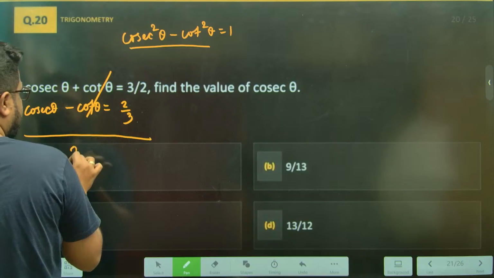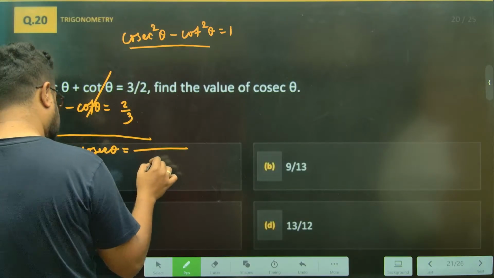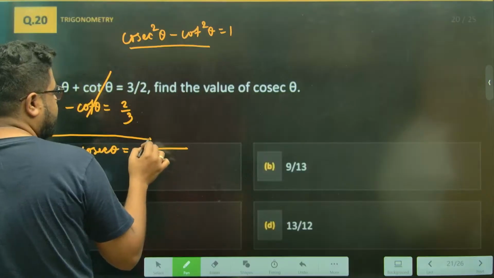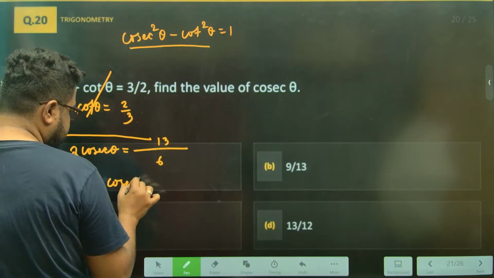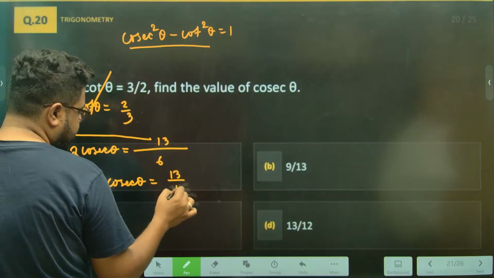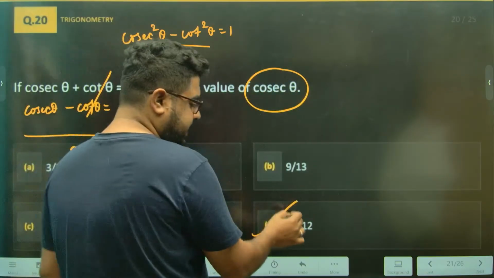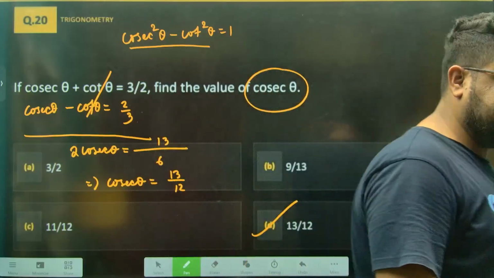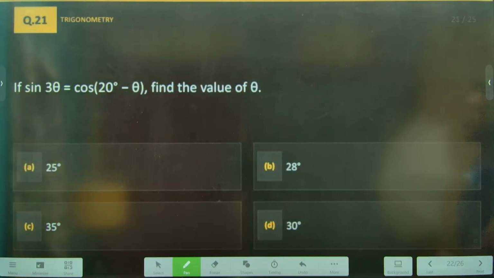Add them. 2 cosec theta is equal to 6, 3 square 9, 2 square 4, 13. So cosec theta is this, 13 over 12. That is what they are asking. 13 over 12, option D is the answer. Option D most definitely is your correct answer. Simple one, sir. Next one.